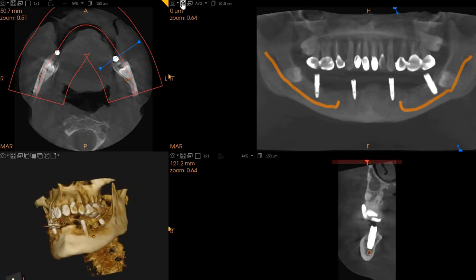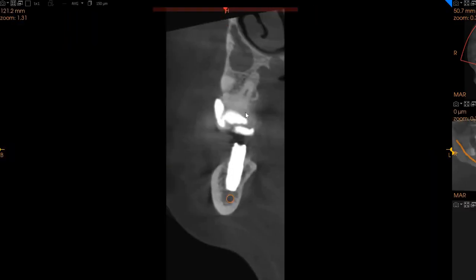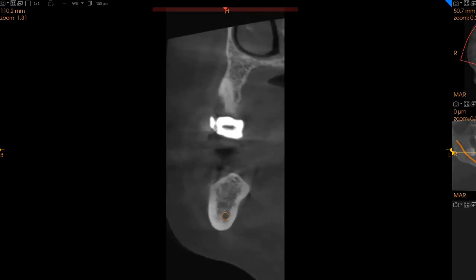This is the CBCT of the patient that you had requested. The area of interest is the lower mandible, the lower jaw, for implant placement. Starting with the lower left implant, this is the implant which has the best bone support around it, so we wouldn't want this implant to be changed or removed.